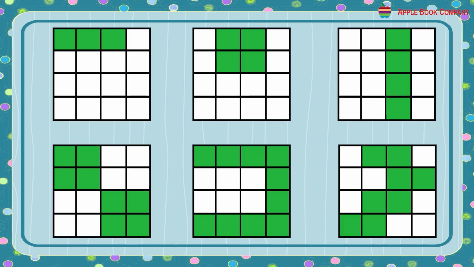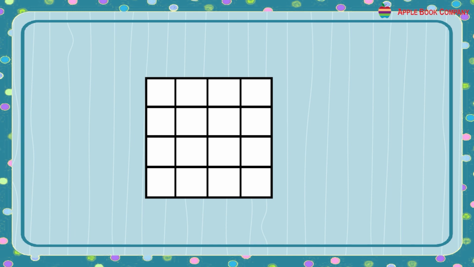Now question number 2. Given below are 6 squares of the same size. Write the fraction that is shaded in each square with the denominator as 16 in each case. First picture, there are 16 boxes, 3 shaded portions. So the answer is 3 divided by 16.